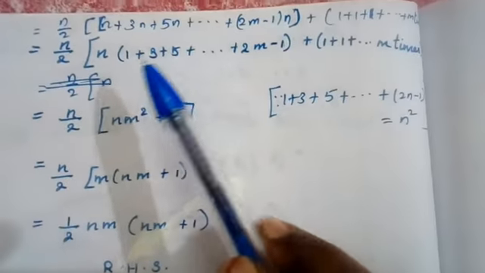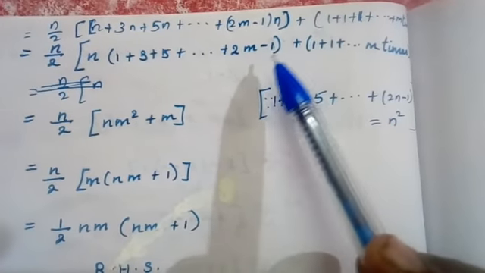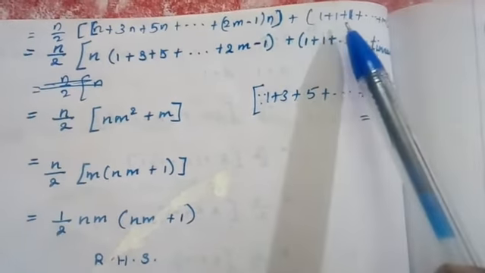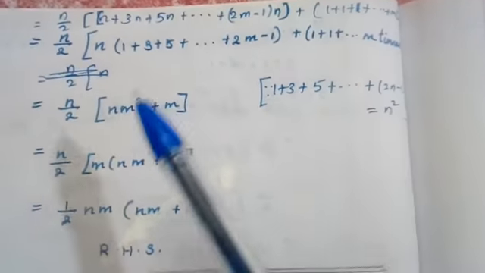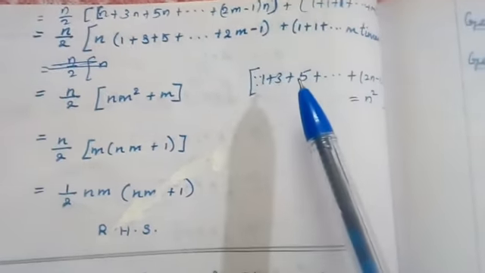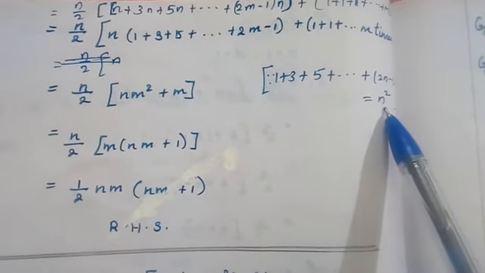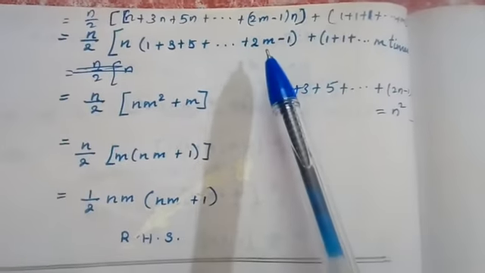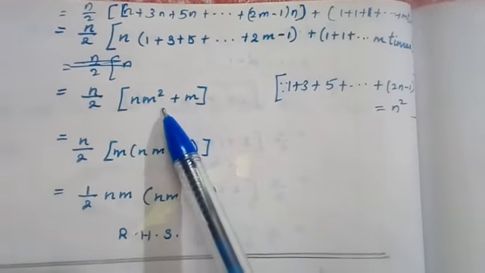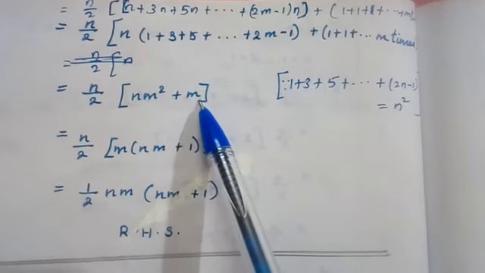Listen students, n is common, so take it outside: 1 plus 3 plus 5 plus etc. plus 2m minus 1. For this, 1 plus 1 plus 1 we make a group. Instead of this we use the formula 1 plus 3 plus 5 etc. plus 2n minus 1 is equal to n square. This is a formula. So here 2m minus 1, so this is m square. For 1 plus 1 plus 1 m times, the value is m.